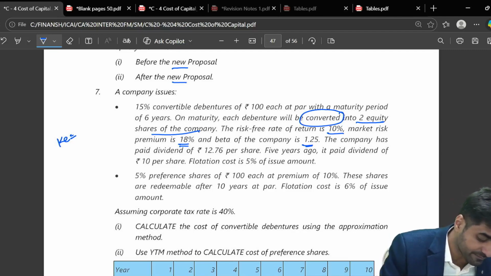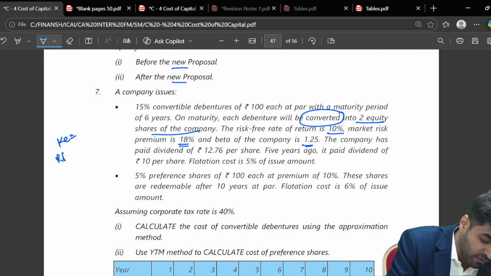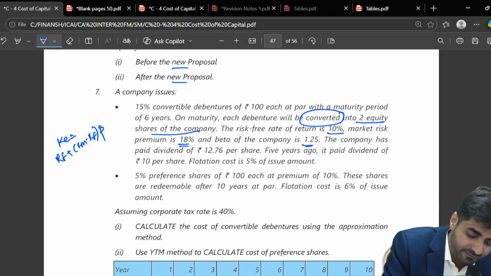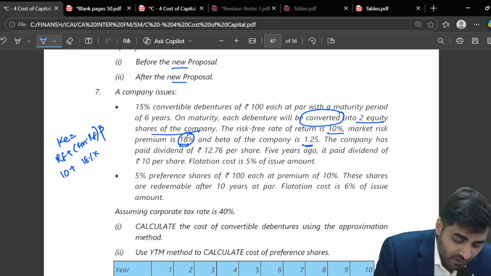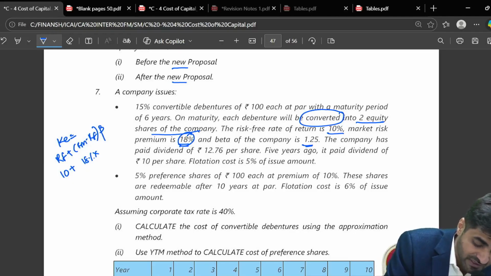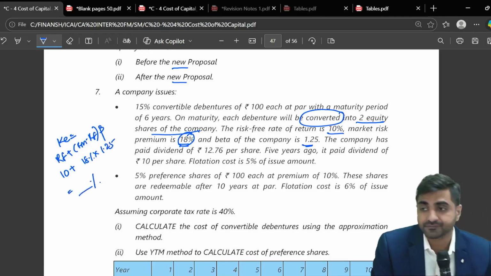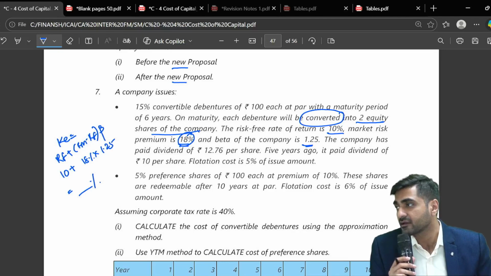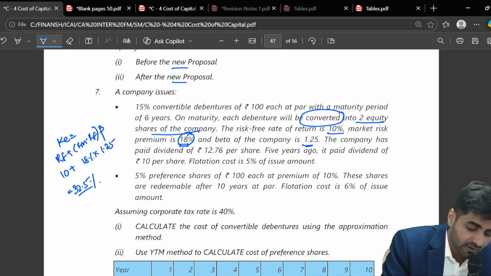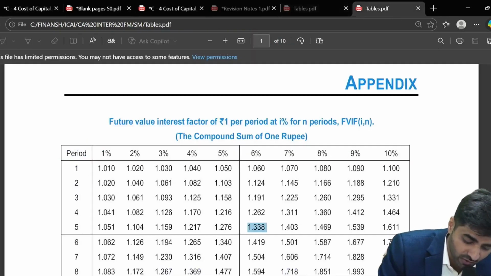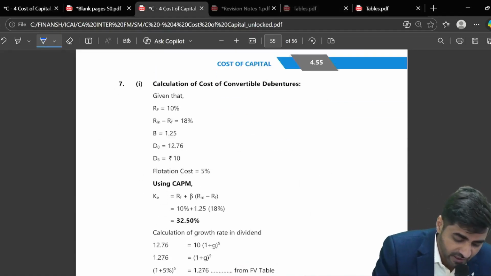What would be the formula? RF plus (RM minus RF) into beta. What's your RF? 10. What's your RM minus RF? They have told you market risk premium, which is that 18%. What's your beta? They have told you in the question, how much is it? 1.25. Is this sufficient for you to calculate your KE? 32.5%. Is this your KE? Yes or no? Just check. Your KE is coming as 32.5%.